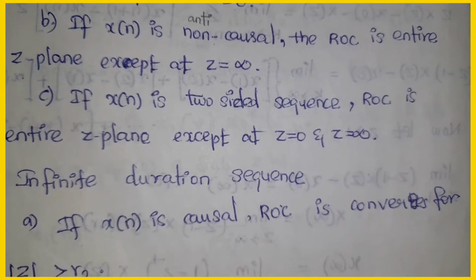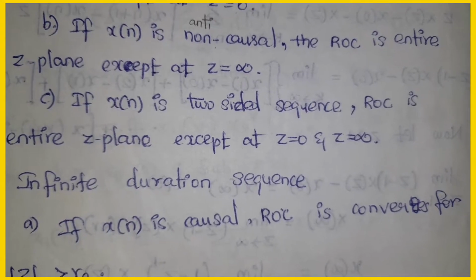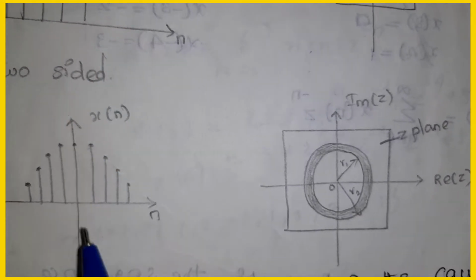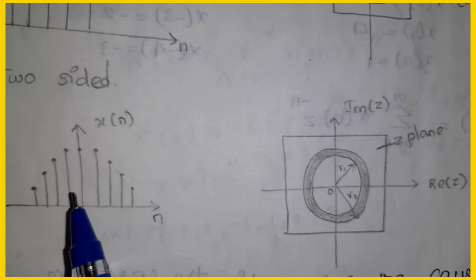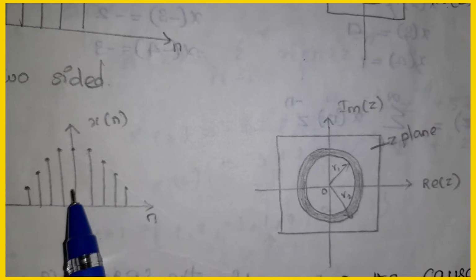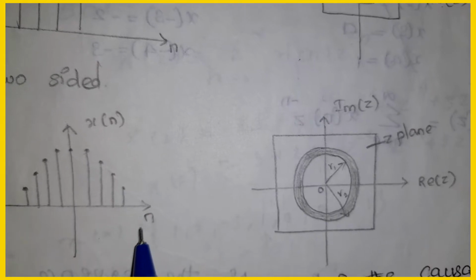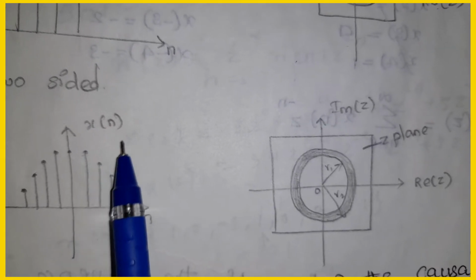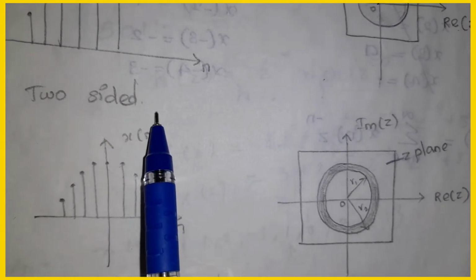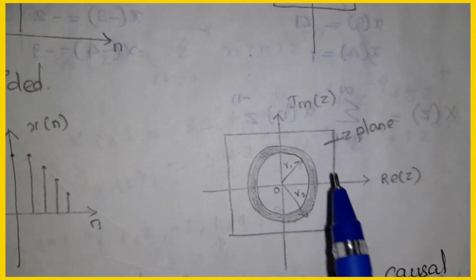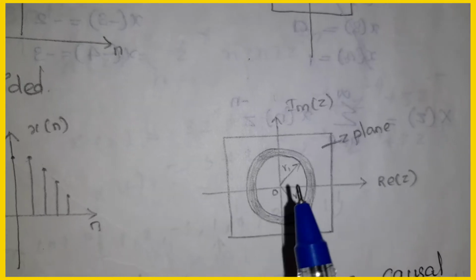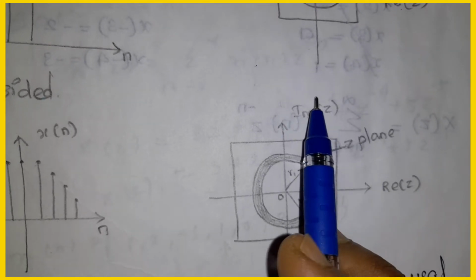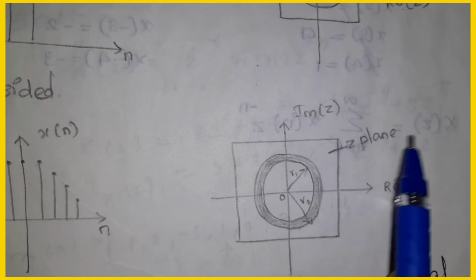So let us see the diagram for this two-sided sequence. For the two-sided, if x of n is present here, it means the values will be on both the positive and negative side. This one is positive, this one is negative. This is the center, so it is called two-sided. From this two-sided, the region of convergence looks like this. This one is the real part, this one is the imaginary part, this one is the Z plane.